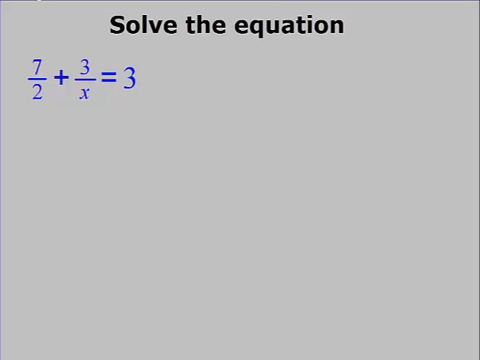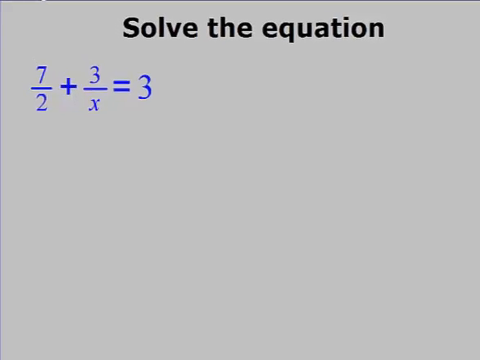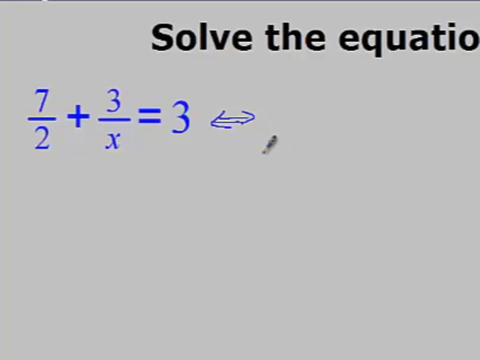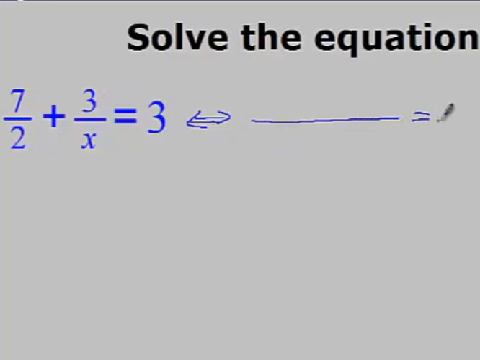So what do I have to do to get a single fraction on the left-hand side? Do I have a single fraction on the left-hand side? No, so I have to get a common denominator. So who can tell me what's the common denominator between 2 and x? 2x. So 2 times x.